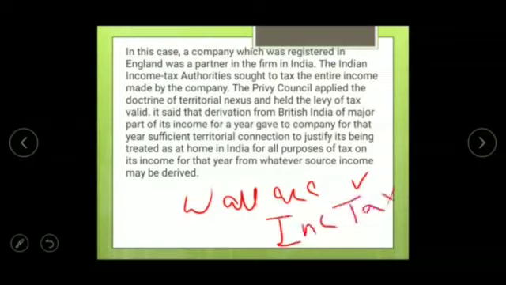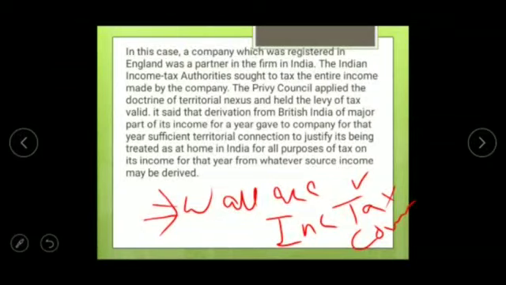Income Tax Commissioner, right? So this is the case: Wallace versus Income Tax Commissioner, Bombay. Now let us understand what happened in this case. A company was registered in England and was a partner in a firm in India. The facts are written over here. So it was registered in England, and it was a partner in a firm in India.